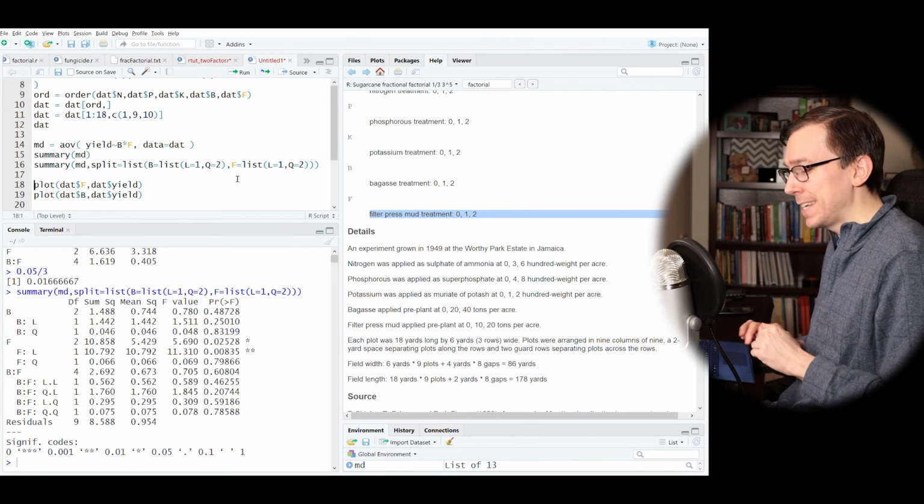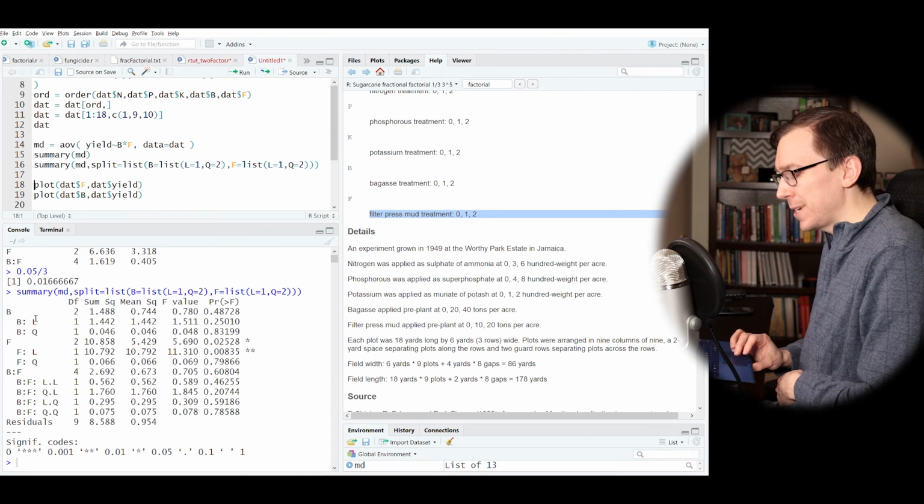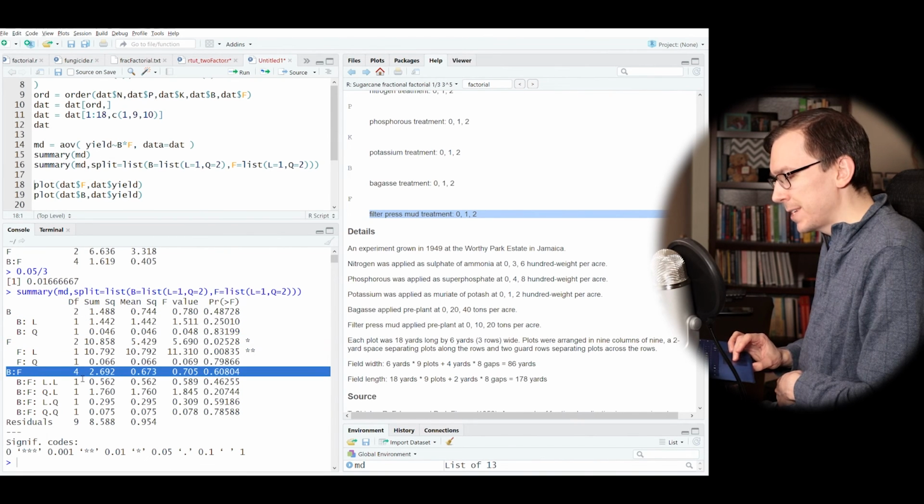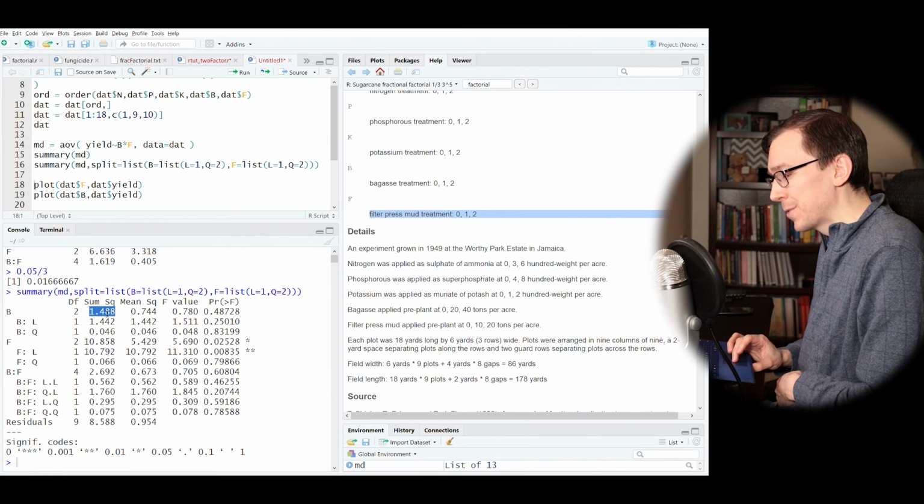So now our ANOVA table has expanded. If you notice, we still have B, F and BF with their original degrees of freedom and sums of squares. But more interestingly, now the sums of squares and the degrees of freedom are decomposed into a linear and a quadratic piece. So for B here, well, it wasn't significant. It's still not significant when we look at the two contrasts, but we do note that most of the sum of squares related to B is associated with the linear contrast and not the quadratic contrast.